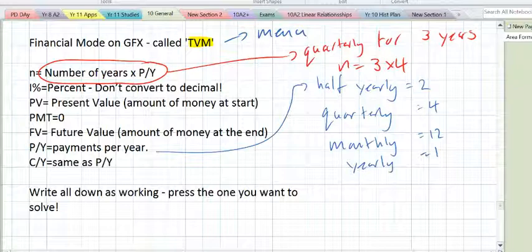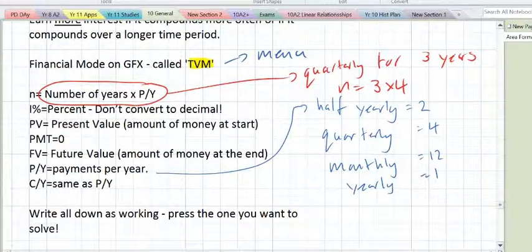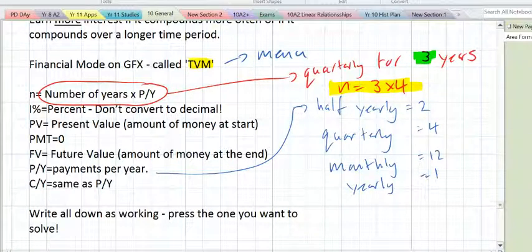Will I write down quarterly for 3 years? Yes, quarterly for 3 years would lead to an n of 3 times 4, because your 3 has come from the years, and your 4 has come from the quarterly. So quarterly is 4 times for 3 years, which would give you your n.